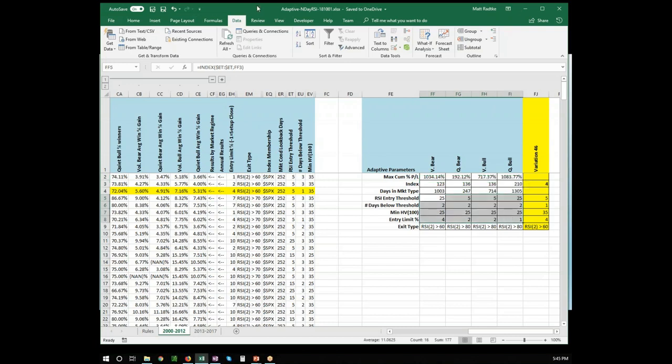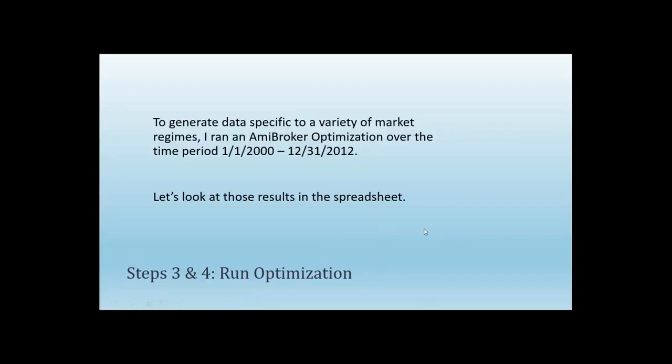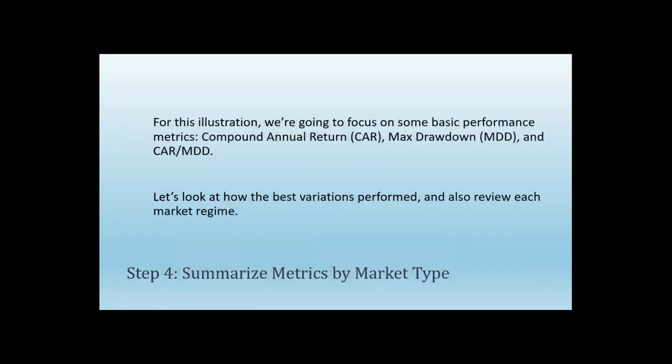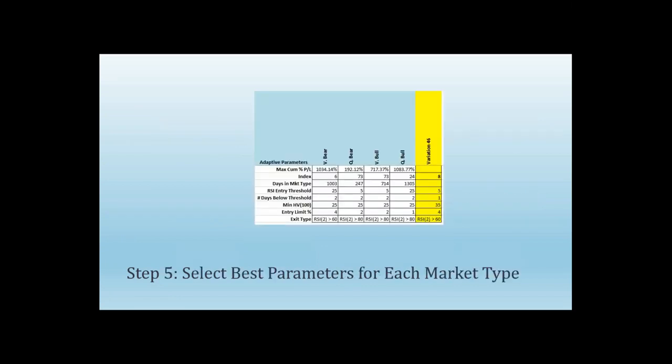All right. So we've gone through this step where we've done our optimization and we've picked our parameters. So let's continue on here with our steps. All right, so these are the things that we just talked about. We're focusing on compound annual return, max drawdown, CAR over MBD, and we've reviewed the overall best variations as well as the variations that performed best in each market regime using our current definition of what best means. And there's our little table that has selected all of our favorite parameters for us. Right, so that was step 5, picking the best parameters for each market type.